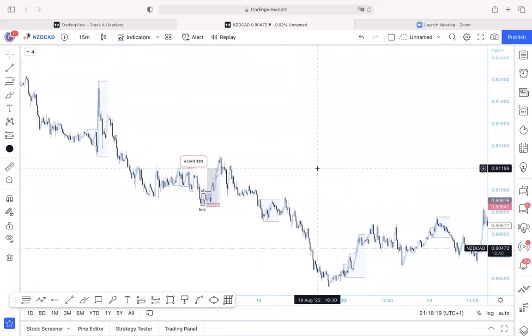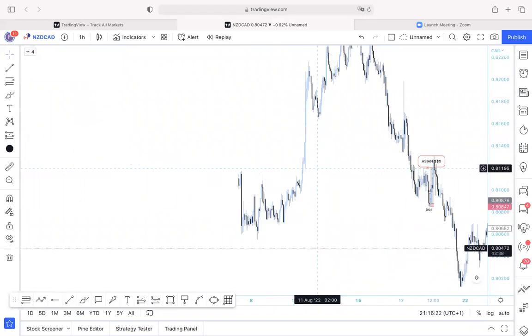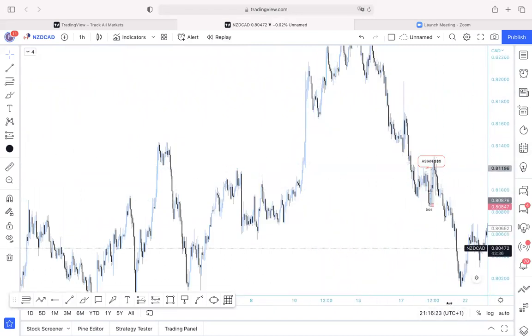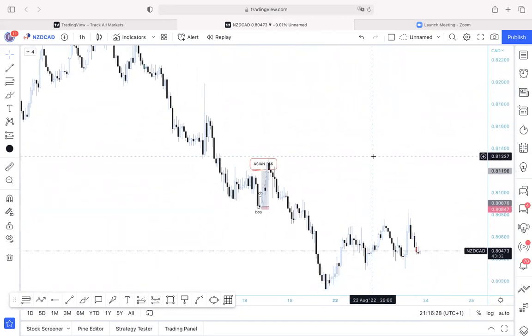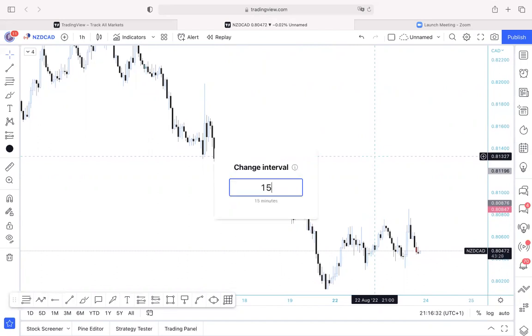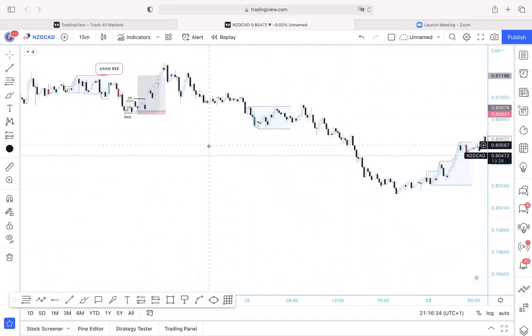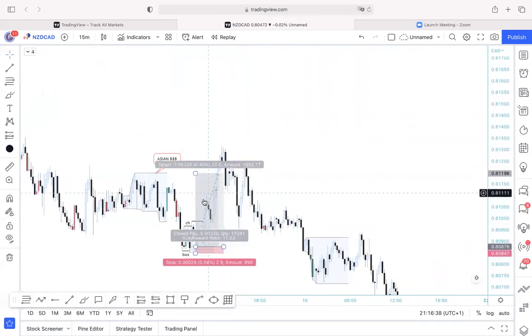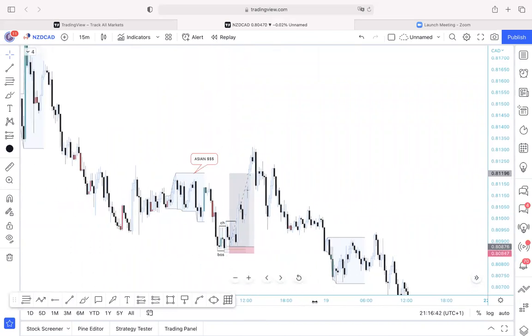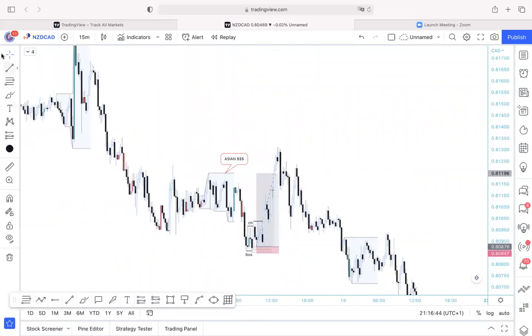Now here on NZDCAD, we can notice that the trend is clearly bearish for the past days. We're just heading towards the downside. Zooming in, we want to take a look at how it is playing out with the Asian range. Now, keep in mind that we want to avoid most of the time going against the trend just like this, but we can go only if, just like EURUSD in another case study, we are below the previous low.